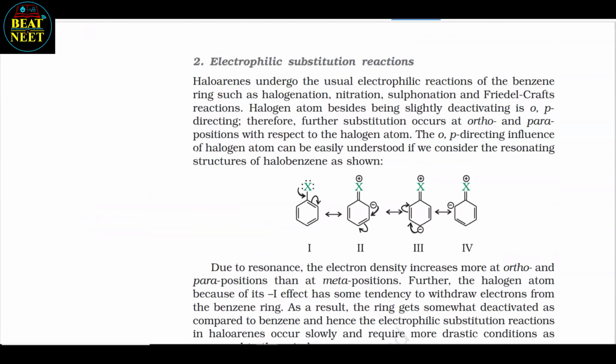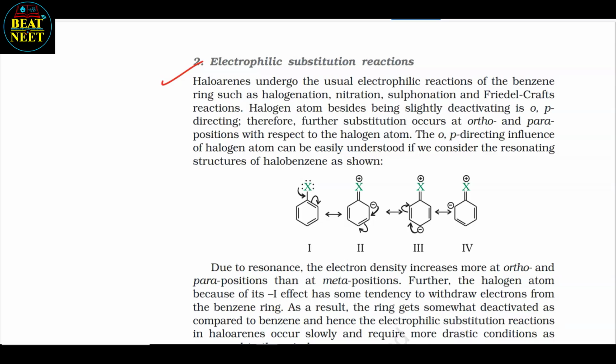Number 2, electrophilic substitution reactions. Haloarenes undergo the usual electrophilic reactions of the benzene ring such as halogenation, nitration, sulfonation and Friedel-Crafts reaction. The halogen atom, besides being slightly deactivating, is ortho-para directing. Therefore, further substitution occurs at ortho and para positions with respect to the halogen atom.